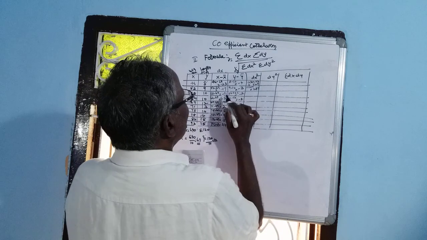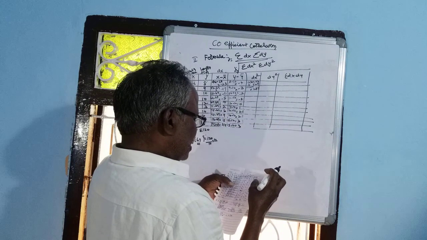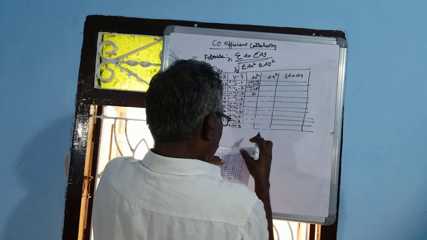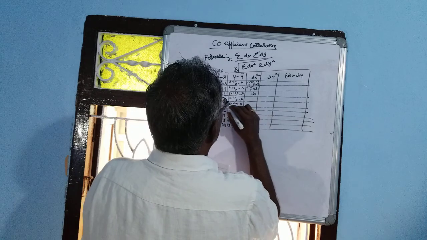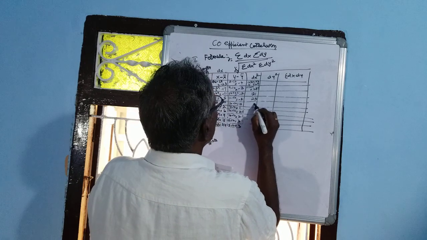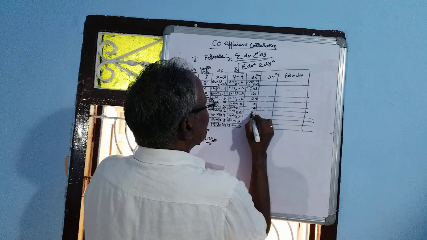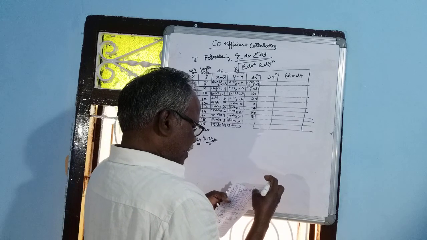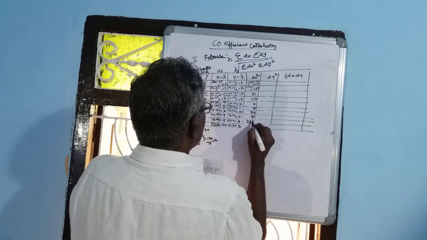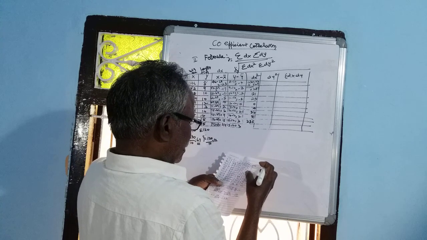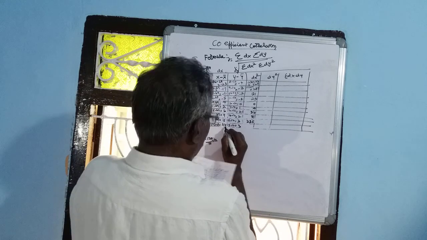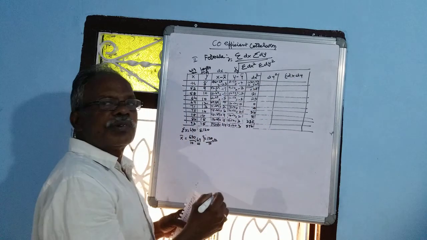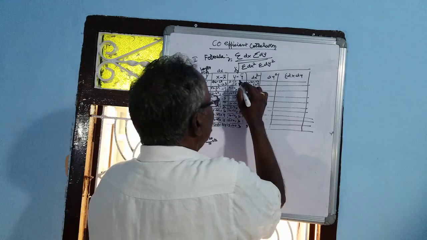The dx is minus 11, 11 into 11 is 121. Then 5 into 5 is 25, 5 into 5 is 25, 0, 2 into 2 is 4, 6 into 6 is 36, 9 into 9 is 81, 15 into 15 is 225, then 24 into 24 is 576. So dx square we have found out. Similarly, we have to find out dy square.